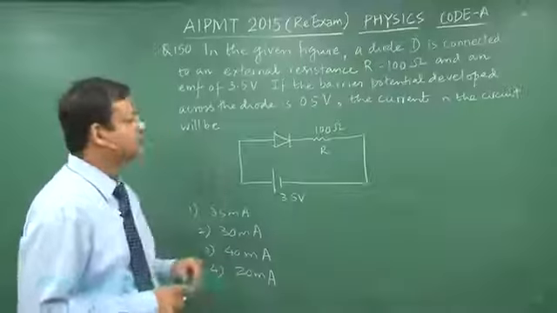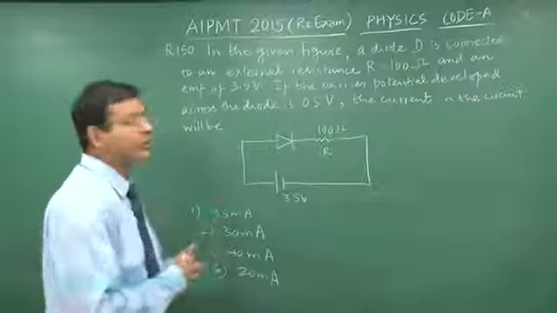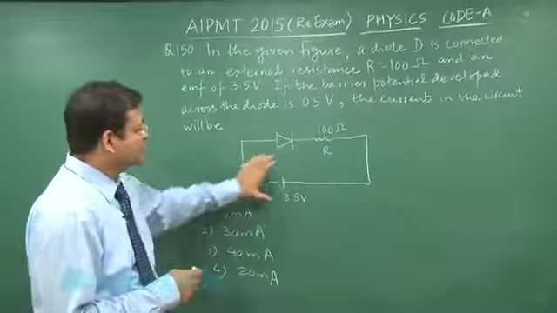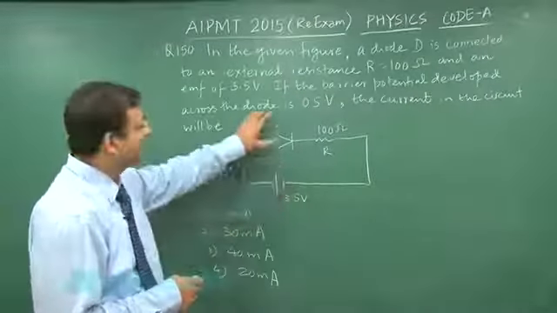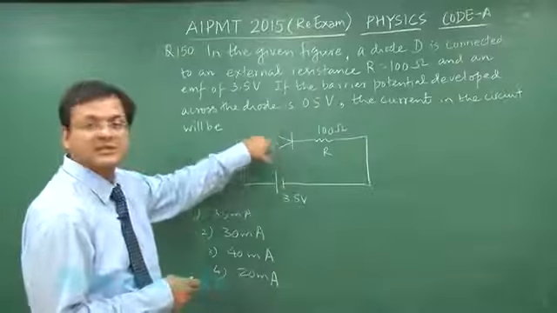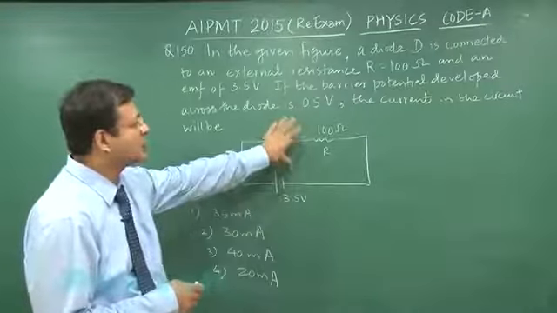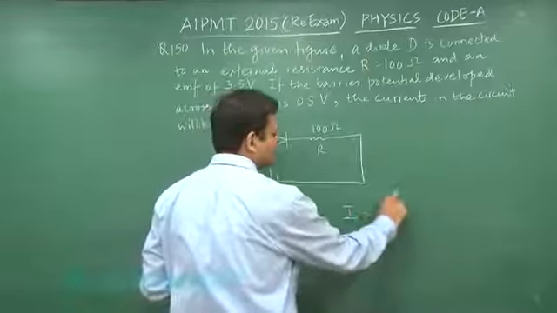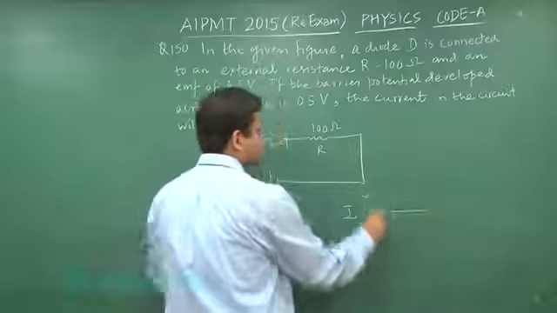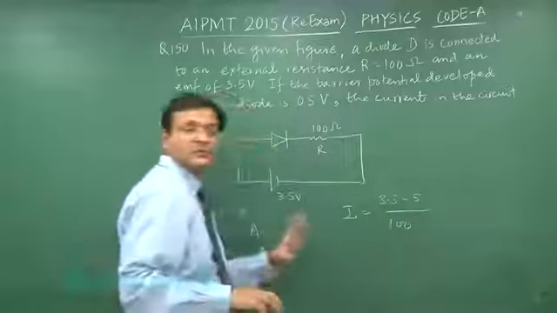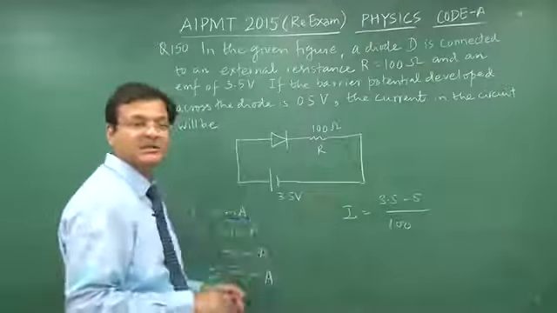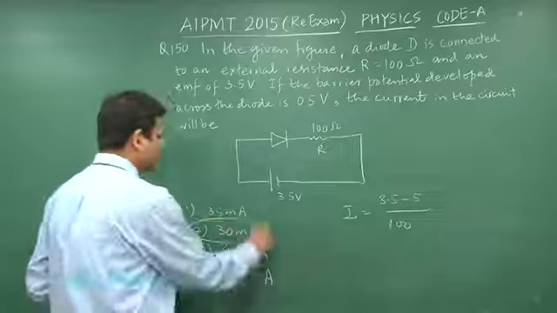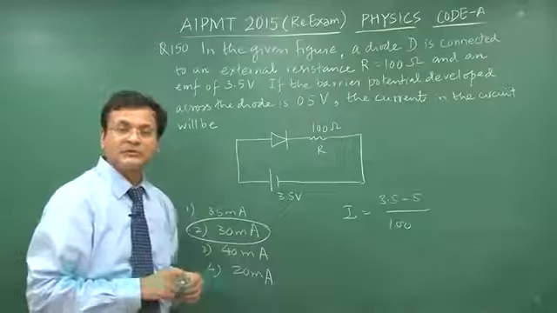Next question, that is question 150, which is simply based on the formula V is equal to IR. Here you see 3.5 volt has been applied, but 0.5 volt is dropping across this diode. So the effective voltage drop across this 100 ohm resistance is simply 3.5 minus 0.5, and the total resistance which has been given is 100 ohm. So you have to calculate the current in this particular question, which will be straightforward 30 milliampere. That is the answer to question 150.